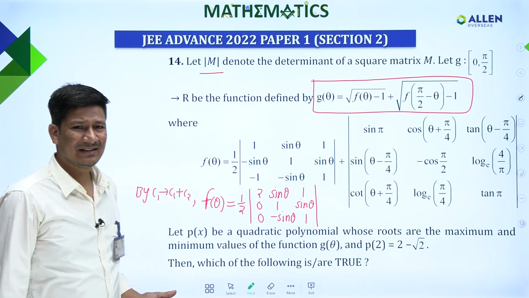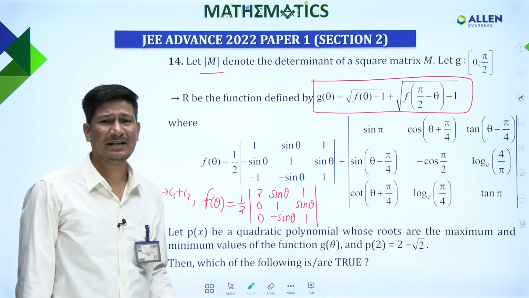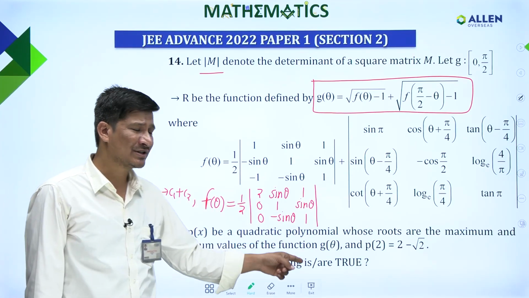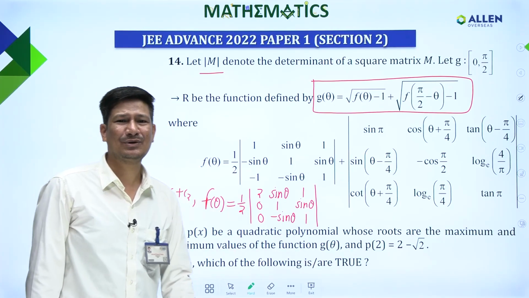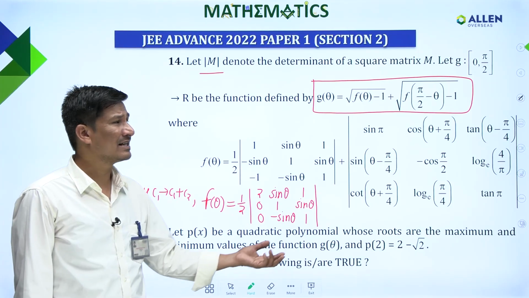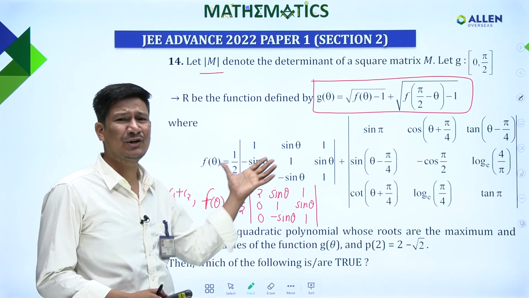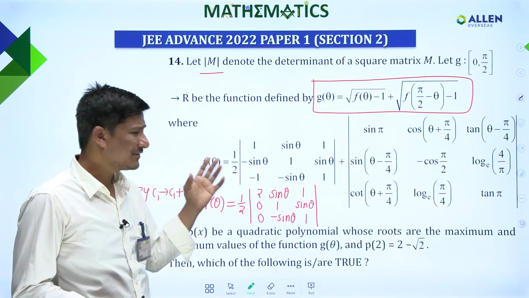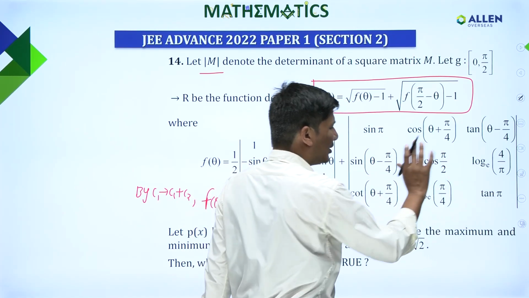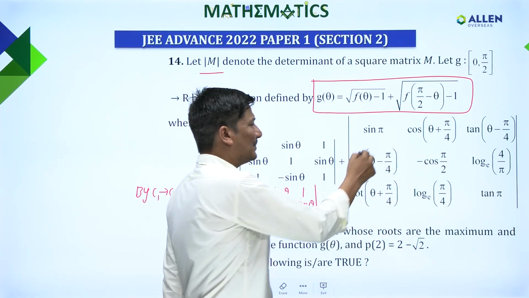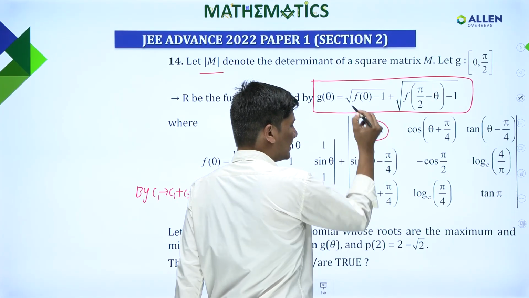Then guys, let p(x) be a quadratic polynomial whose roots are the maximum and minimum values of the function g(theta). And if p(2) is equal to 2 minus root 2, then we have to check which of the following are true. So guys, first let's simplify this function f(theta). Everybody observe: if you observe the diagonal element of this second determinant, sin pi is equal to 0. Okay, sin pi is equal to 0.